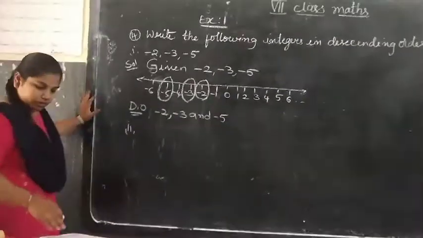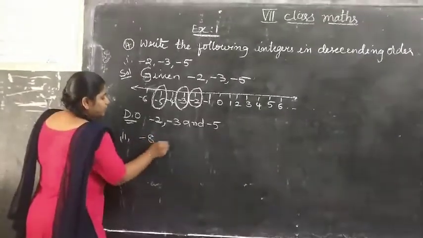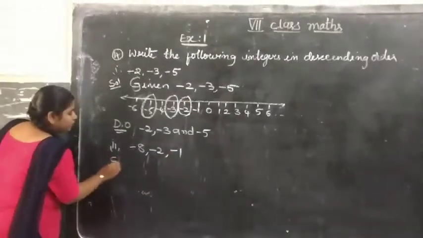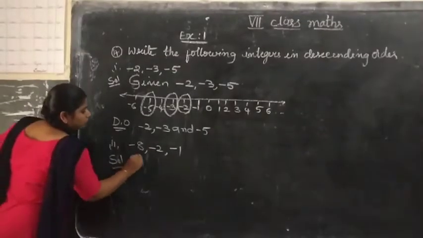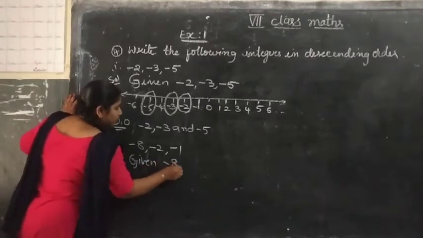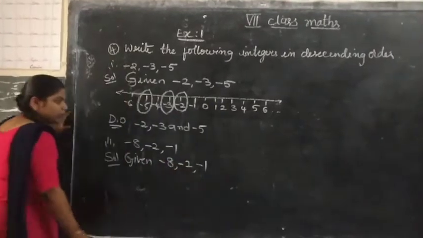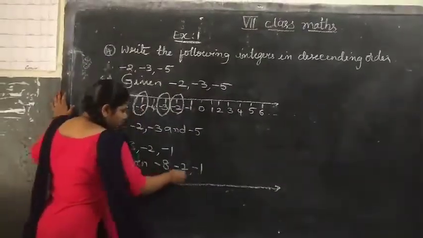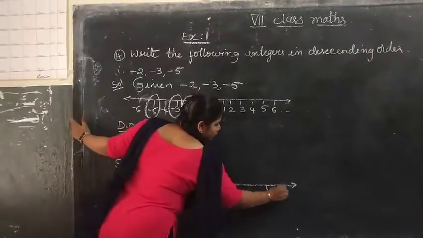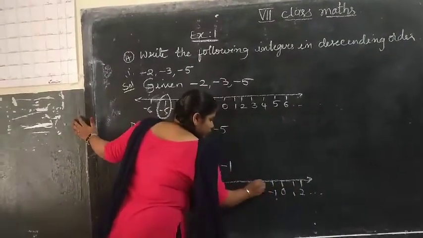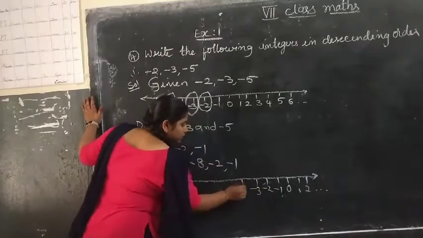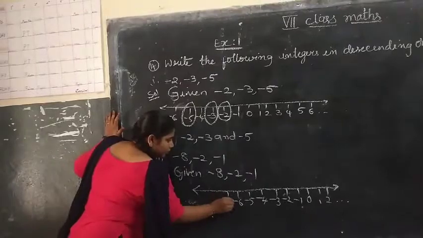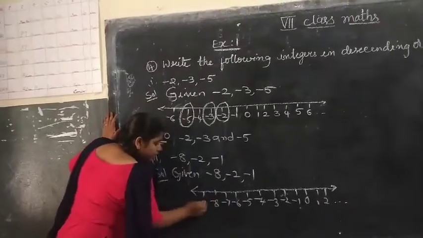So second one: -8, -2, -1. So first you draw a number line. So all are negative integers, so I am taking only one or two positive integers here. And -1, -2, -3, -4, -5, -6, -7, -8, -9 and so on.